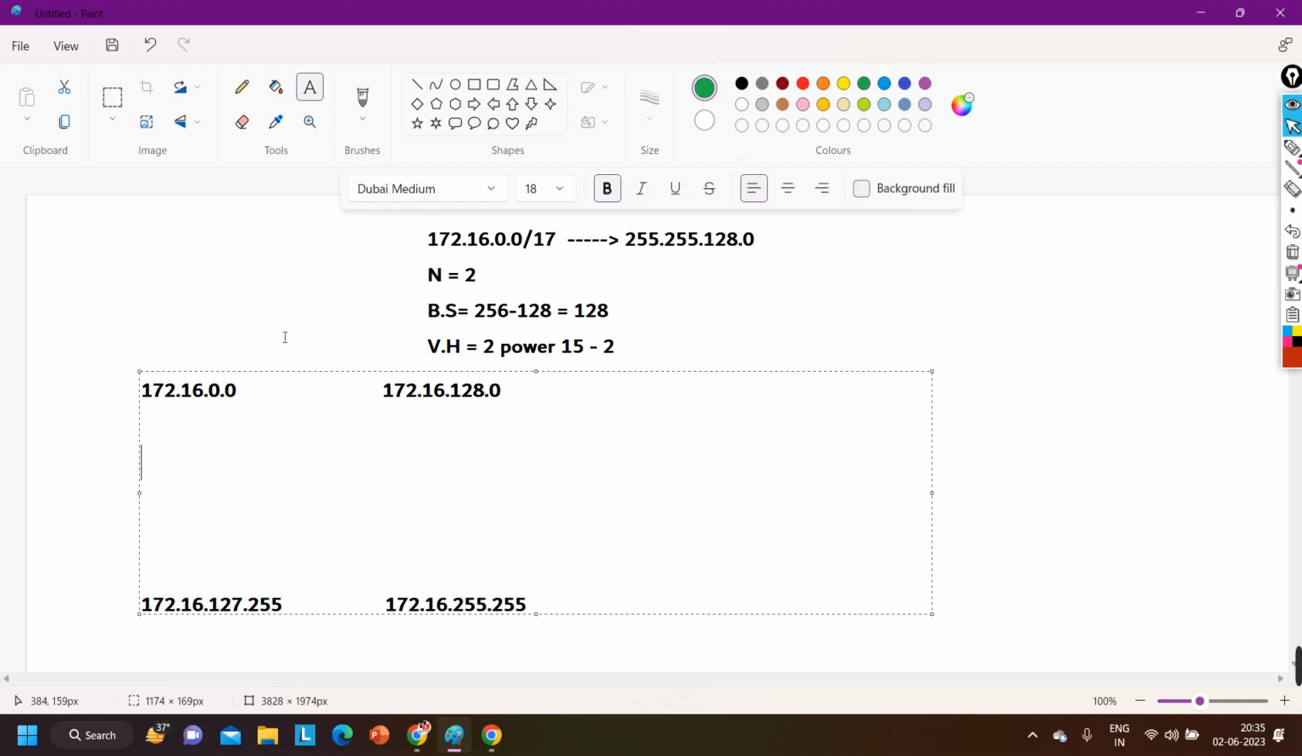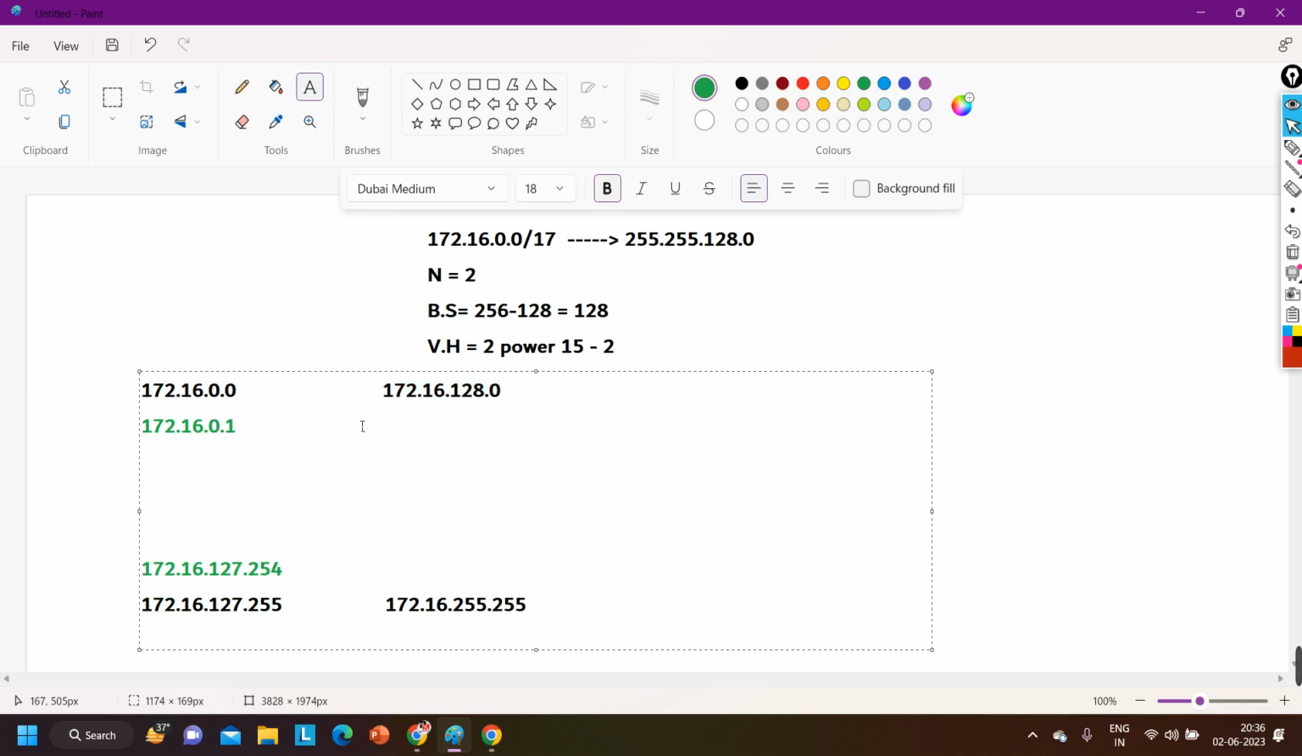Do you have any question? First valid IP address of this network is 172.16.0.1, and the last valid IP address of this network will be 172.16.127.254. Very good. See, there are lots of IP addresses between here and here.